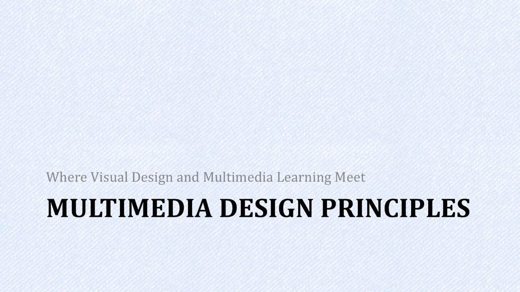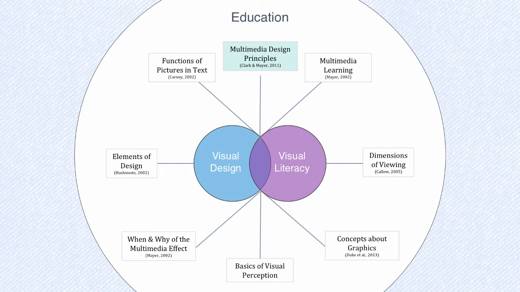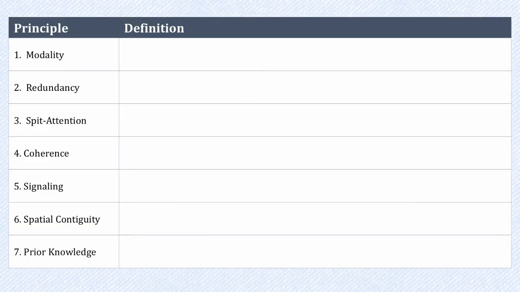In the last section, what I'd like to do is focus on multimedia design principles. And this is really where visual design meets multimedia learning. It comes together in this robust body of knowledge called multimedia design principles. And I'm going to go through these relatively quickly, but you can see here I've added a new component to our Venn diagram, the multimedia design principles. And I'm just going to briefly go through 7 of them. And they're all important whenever we're creating learning environments that involve multimedia. So let's walk through these 7 multimedia design principles.